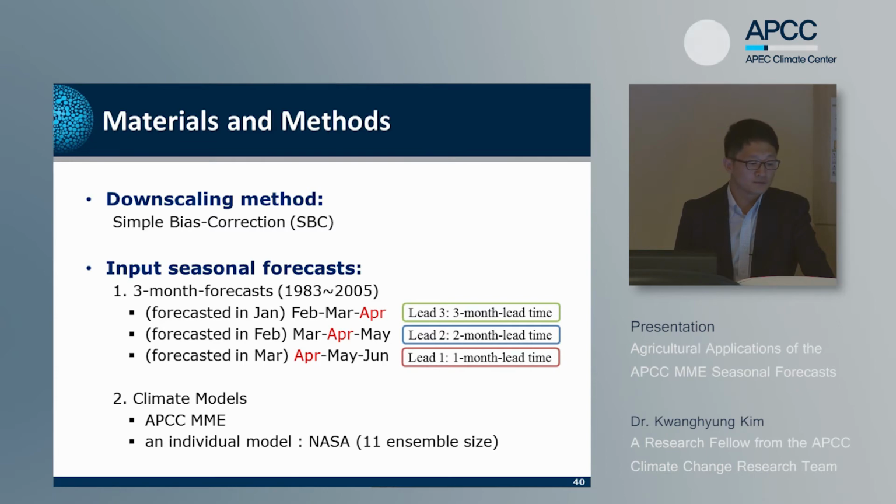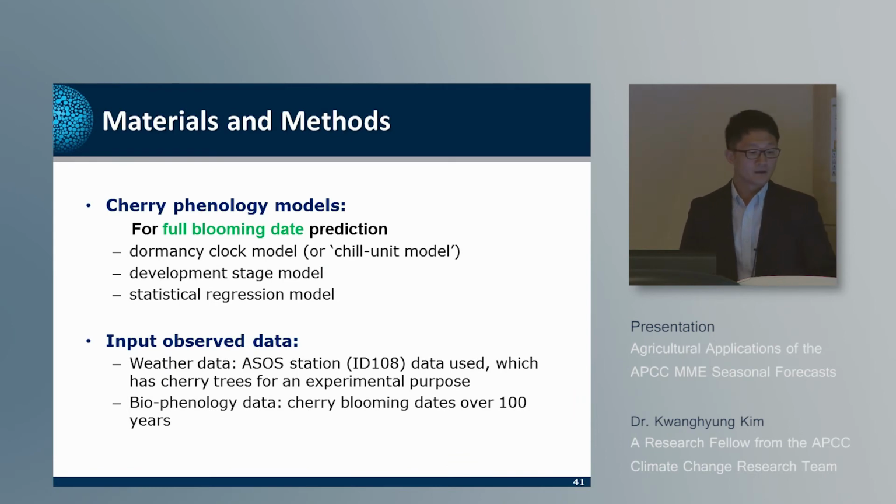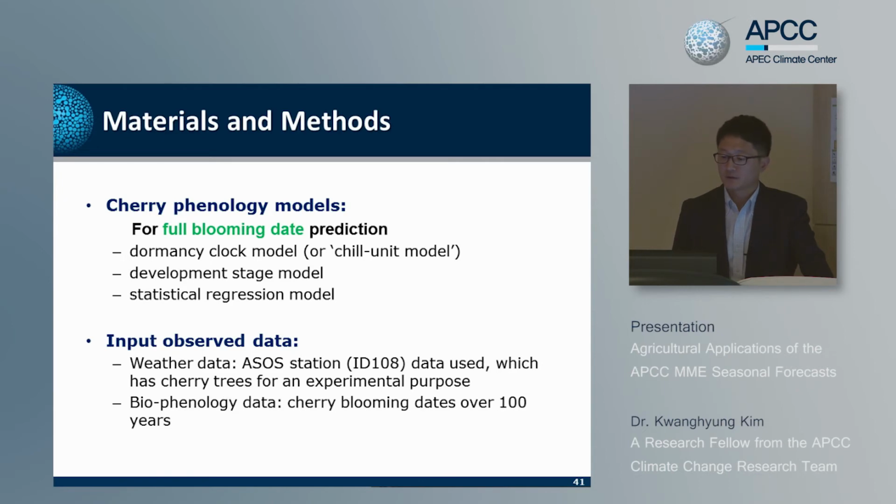Models used for this test were APCC MME from 11 models, and one individual model called NASA was selected for comparison. This consists of 11 run result. There are three kinds of phenology model: dormancy clock model, development stage model, and statistical model. All models were developed to estimate blooming date of trees, but their complexity is different. The most complex one is this, and the simplest is this, statistical model.